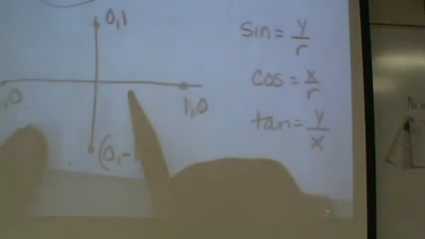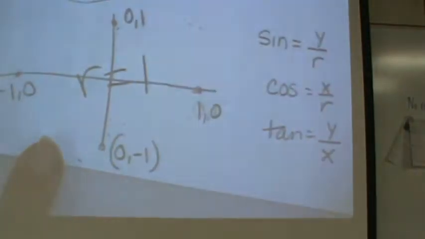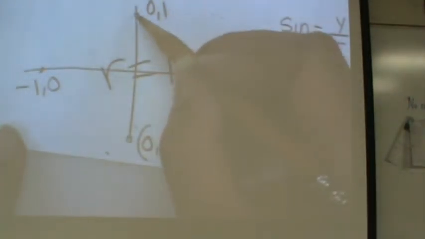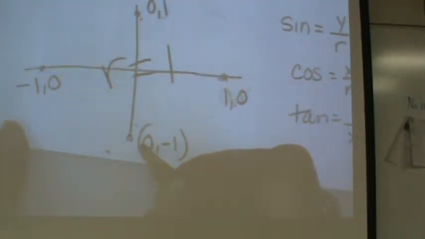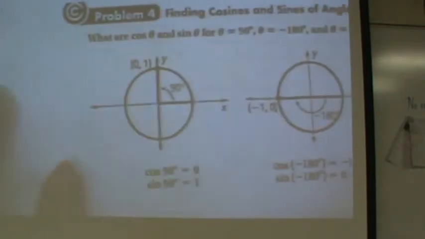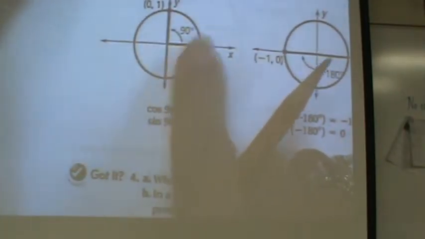Because when I say, what's the sine of 90 degrees? You've got to know what the Y value is right there, which is 1, so 1 over 1, and R is 1. At these three spots, if you're at 90 degrees, think of 0, 1. If you're at 180, think of negative 1, 0, and so forth. So, go back to your notes, and I believe we did these on Friday. What's the sine, cosine, and tangent of 90 degrees?